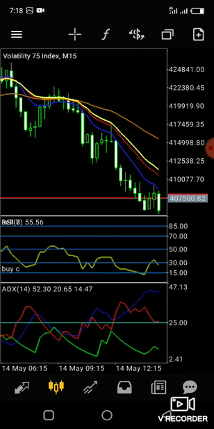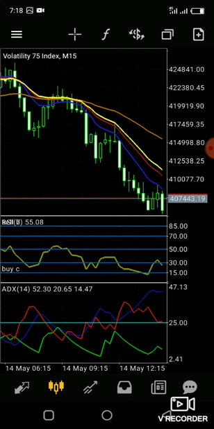So this is how to use the crossover strategy. Then talking about your stop loss, you place your stop loss above the 48 moving average, which is the last moving average.